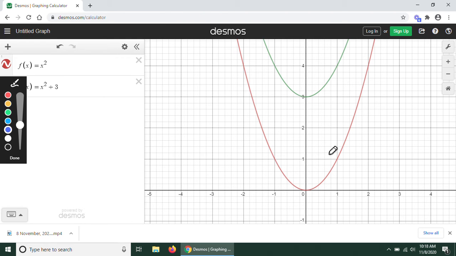I'm going to introduce you to a new word, because this graph is the original graph, the graph that we started with. This graph is our parent graph. Parent graph.